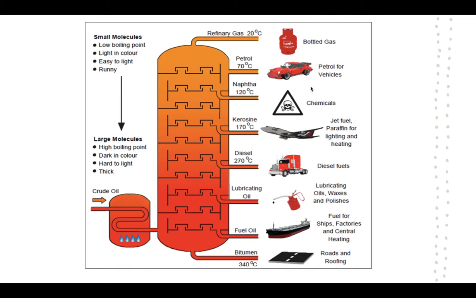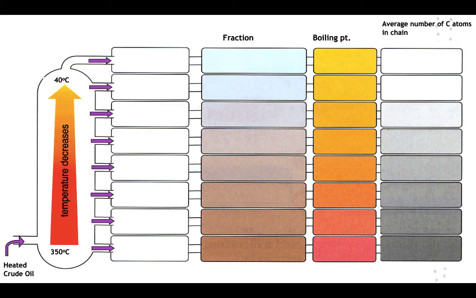It also goes through the various different uses for each fraction. For example, bitumen is used in roads and roofing. Waxes and polishes come from our lubricating oil fraction. Naphtha is used to make toxic chemicals. And petrol is used as petrol in our cars, buses, and various modes of transport. So all the information I've just given you on these past two slides, you should be using to complete the diagram shown here.